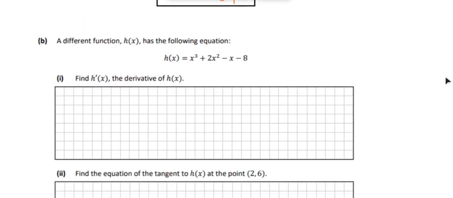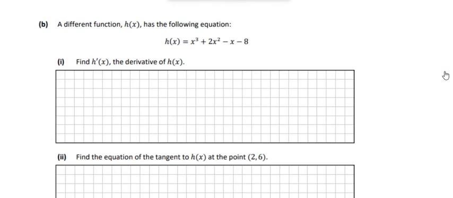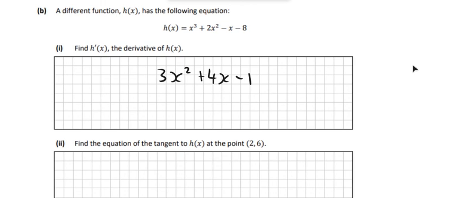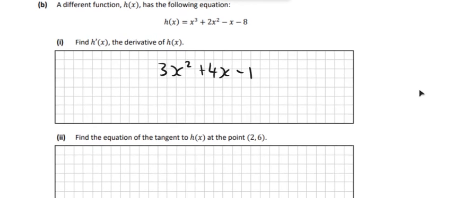Okay, find h dash of x. So you just have to differentiate the function. You just multiply by the power. So it'll be 3x and then the power goes down to 2. 2 times 2 then is 4 and reduce the power to 1. And then it'll just be a minus 1. Okay, so 1 times minus 1 and the power goes to 0.